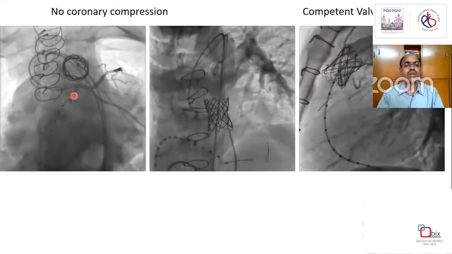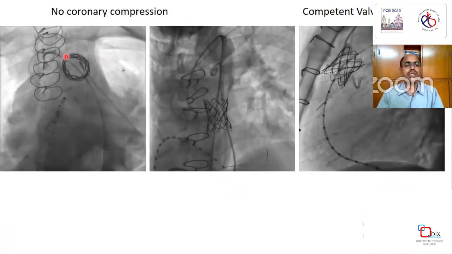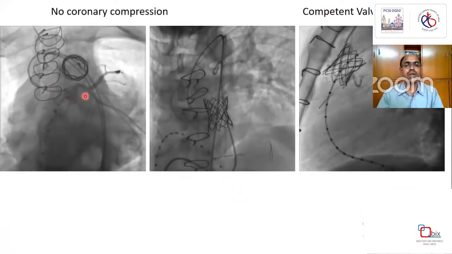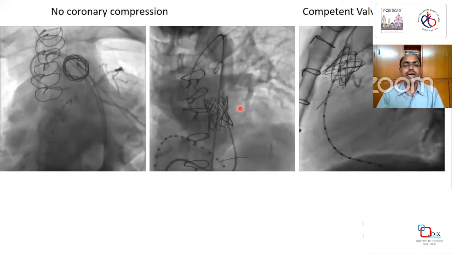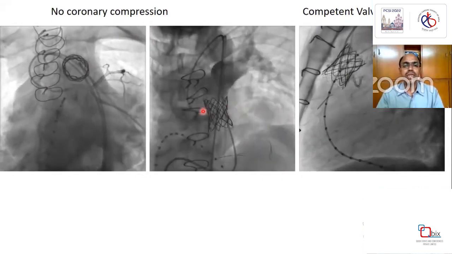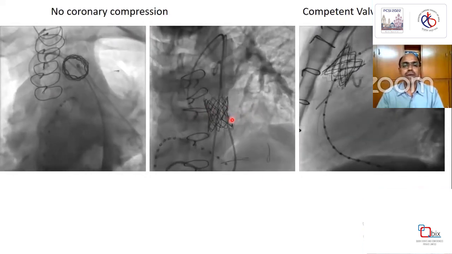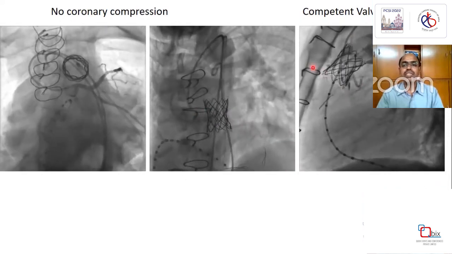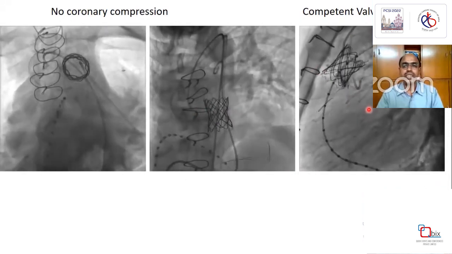And we now check for coronary artery compression. In the caudal projection, there is no LCA compression at all. And in the elevocranial projection, there is a good functioning of the Melody valve. Same is seen in the lateral projection as well.